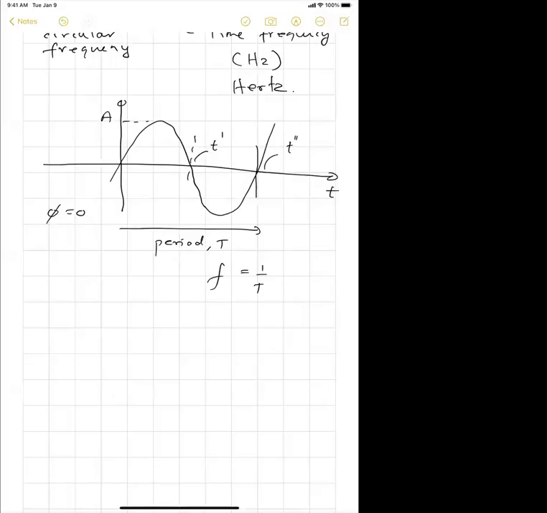So we know that the first one, right? Omega t should be equal to pi, right? So that is t dash equals pi over omega. Similarly, omega t double dash is equal to 2 pi. So this cancels off.